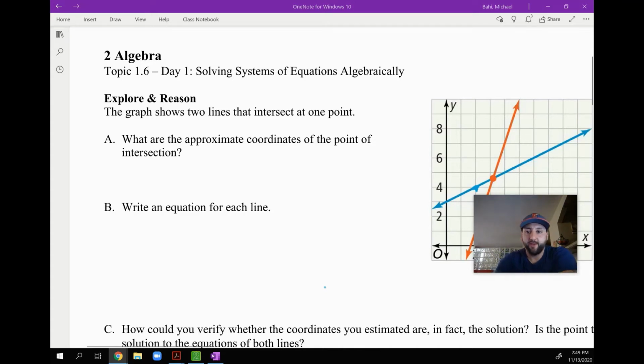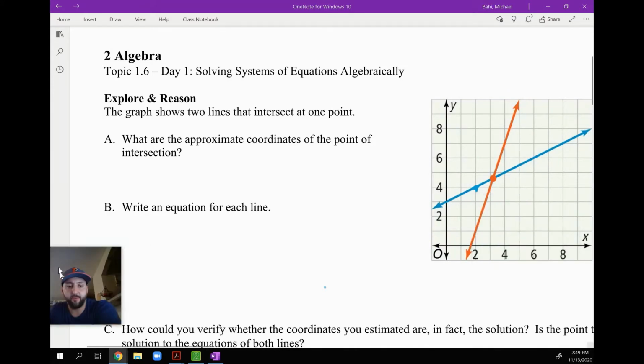Hey everyone, I'm putting this video together to show you guys what's supposed to be done on this assignment. I know in the title it says algebraically, but this is going to be just graphing for the time being. It's very similar to what we were doing last week. And so, let me move myself.